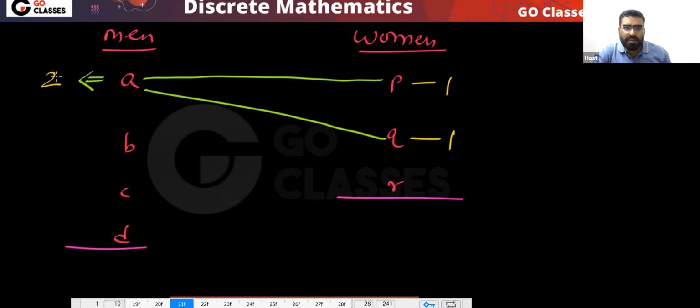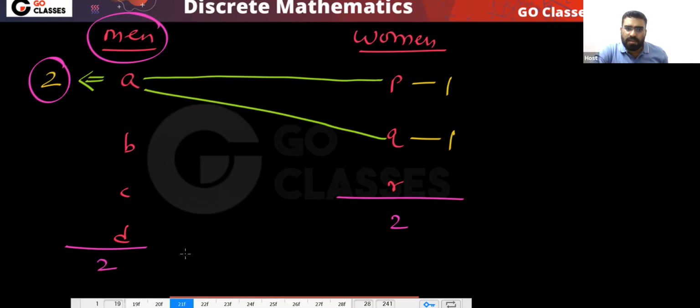You can notice that the total number of partners men have is 2, and the total number of partners women have is also 2. Because if A is partner of P, then automatically P is partner of A. If A is partner of Q, then automatically Q is partner of A. So the total number of opposite partners men have is 2.